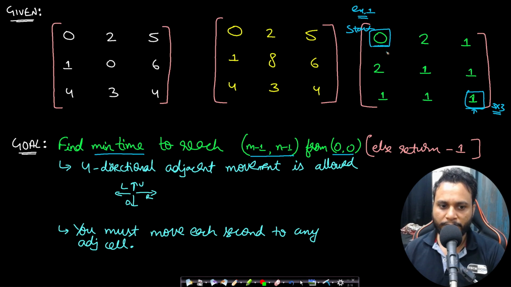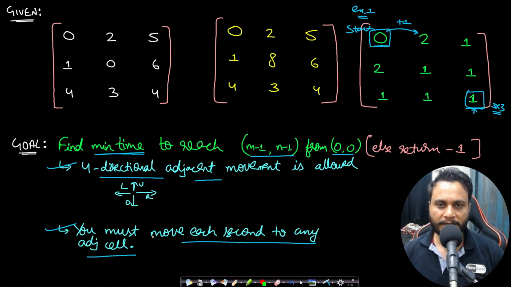So in this case, we want to find out the minimum time to reach from the top left to bottom right, and each of the jumps will cost you +1 in terms of time, right? There are certain constraints to it. The first constraint is we can make 4 directional adjacent movement. It is allowed, and we can make the moves in all the 4 directions, up, right, down, left, and we must move each second to any adjacent cell. You cannot wait on a cell. Okay, we have to always be on the move.